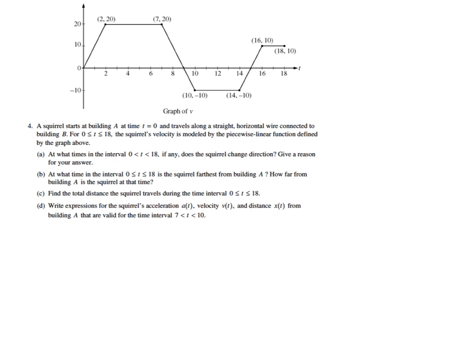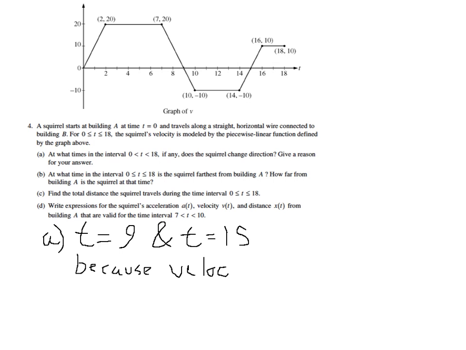So he's going away from the building for the first 9 seconds, and then he switches direction, and now that it's negative, he's going back towards the building, and then he switches again and starts going away from the building again. So for part A, my answer is at t equals 9 and t equals 15, because velocity changes sign. That's really all we need to say.